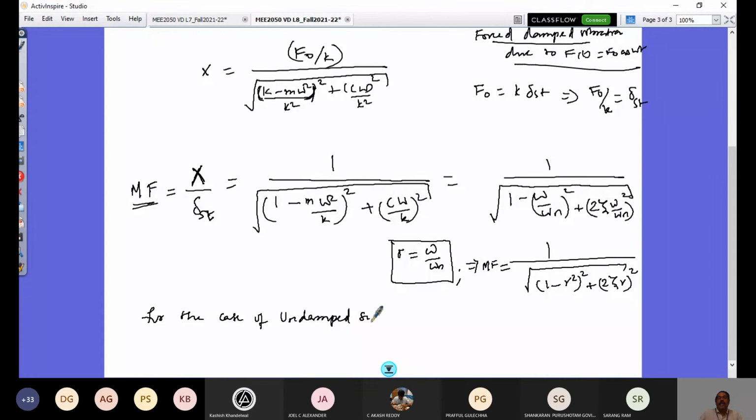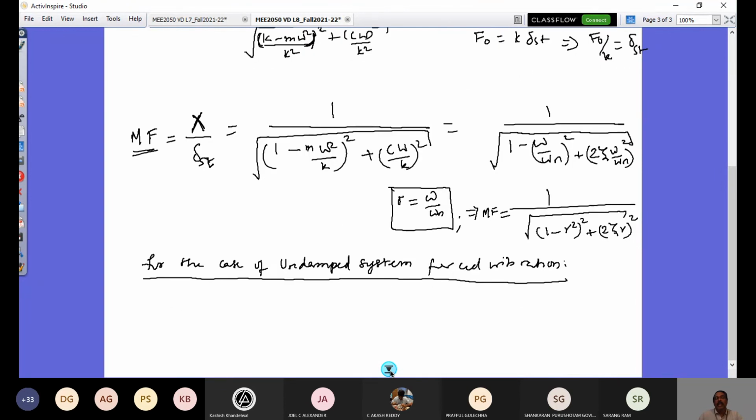forced vibration, I was telling you at the beginning, I don't take this as the starting point, rather I'm taking from here to the first point. If that is so, what is necessary? Damping is 0 in the system. So it is simply a spring alone with the mass at its static equilibrium, excited by f of t. Here zeta is 0, so this term goes off. So I would have x by delta st simply equal to 1 by under root of (1 minus omega by omega n) whole squared.